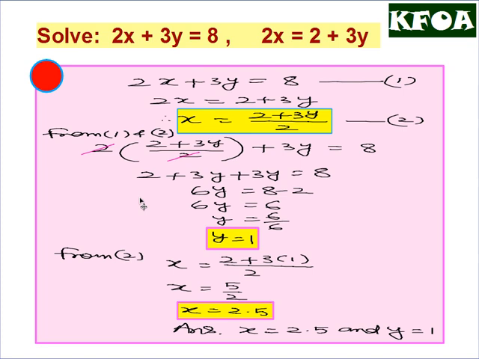I seriously don't know how I have done it. Then the question should be 2x minus 3y, because the answer is coming 2 plus 5 and y is equal to 1. Let me check. So 2 into 2.5 plus 3y is 8, and here second, oh, this is the second equation. First equation, so I am sorry, I was confused. The second equation is given 2x is equal to 2 plus 3y. Yeah, so we are right.